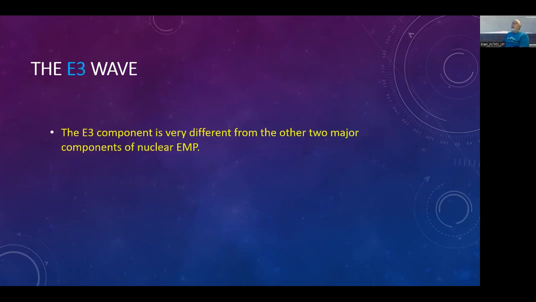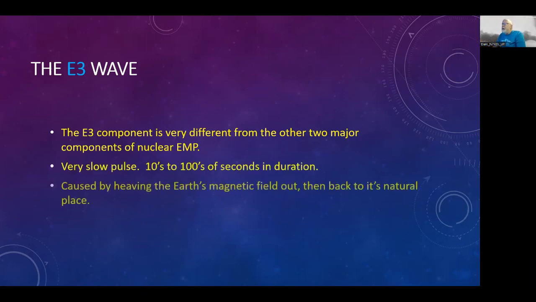Now to the E3 wave. The E3 component is very different from the other two major components of the nuclear EMP. The E3 component of the pulse is a very slow pulse, lasting tens to hundreds of seconds, that is caused by the nuclear detonation heaving the Earth's magnetic field out of the way, followed by the restoration of the magnetic field to its natural place. That is what the E3 wave does.